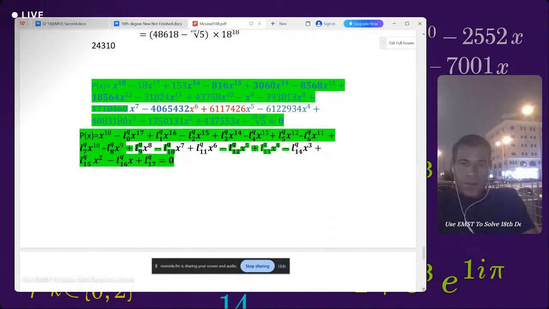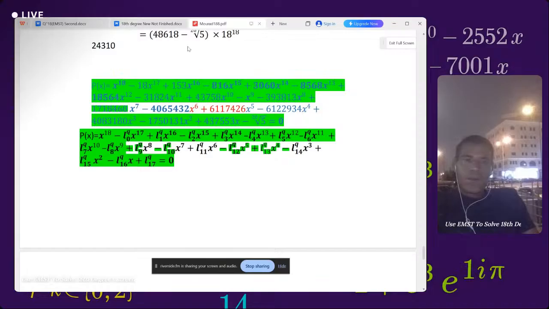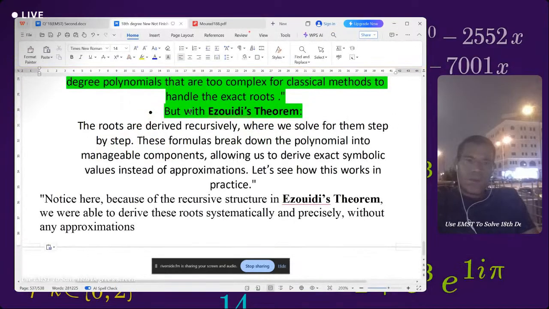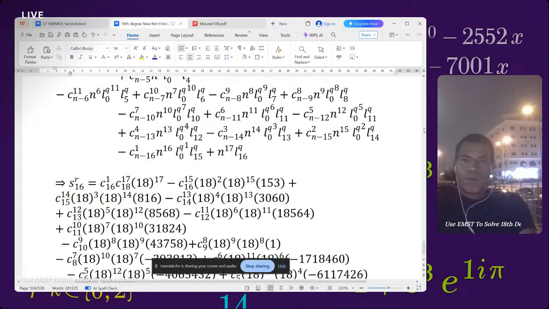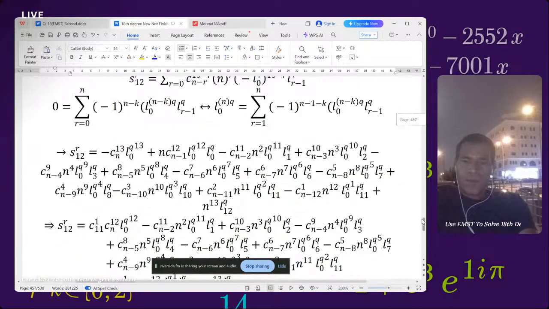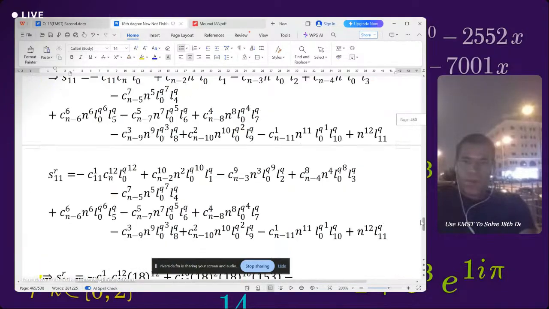We're doing a deep dive into something pretty revolutionary here, Ezouidi's theorem. And this approach seems to fundamentally shift the landscape. It's a method that redefines how we can tackle these high-degree polynomials. It really does. It lets us derive precise, exact, and this is the key, symbolic solutions, not just numbers. Symbolic solutions. Okay, so our mission today is to unpack this.